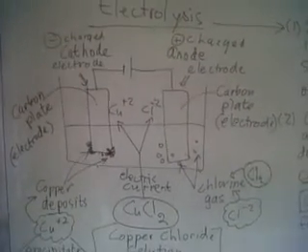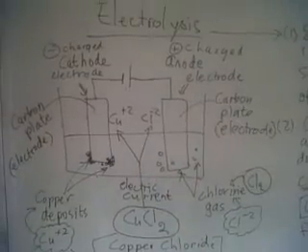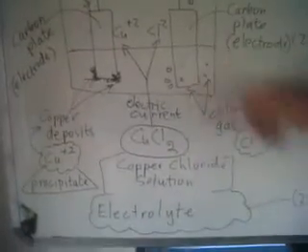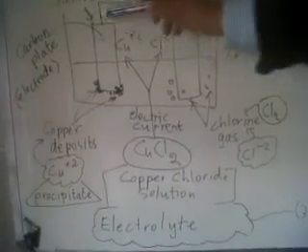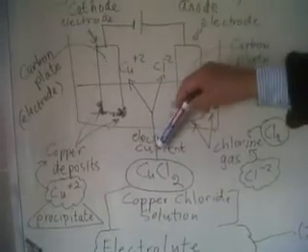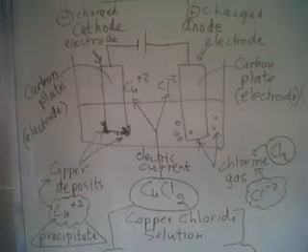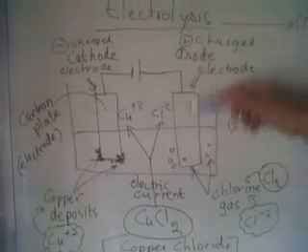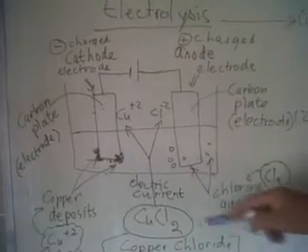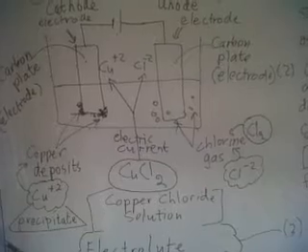And then they let the current flow through it. So what happens is the current causes this copper chloride to split. Because this is a negative plate, it will pull the positive ions out of the solution to break it. And this is a positive plate coming from the positive side of the battery. This will pull the negative side of the compound away from it.